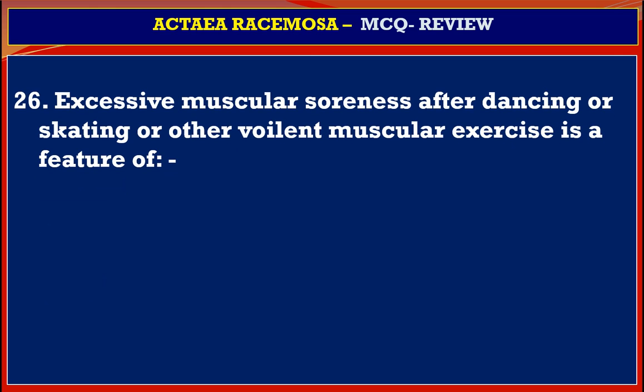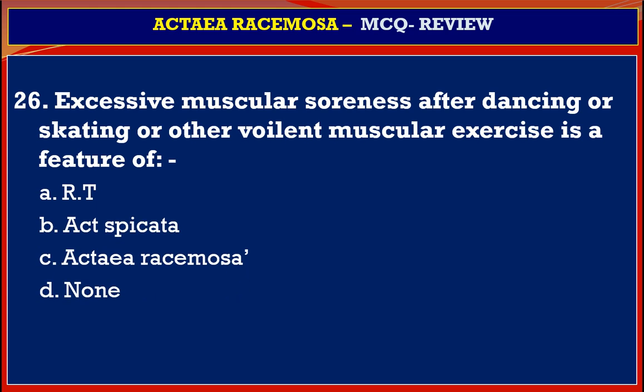The 26th MCQ is excessive muscular soreness after dancing or skating or other violent muscular exercise is a feature of variable A. Rhus tox, B. Actaea spicata, C. Actaea racemosa, and D is none of above. The answer is C, Actaea racemosa.